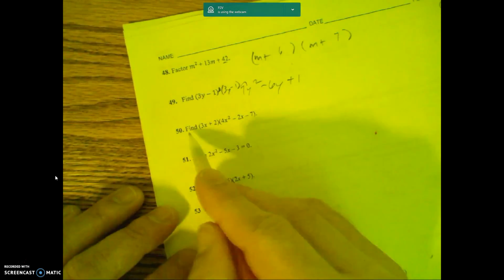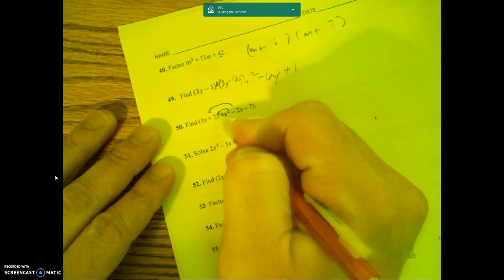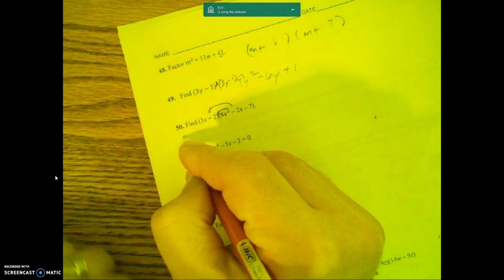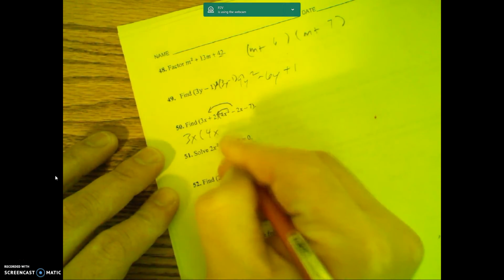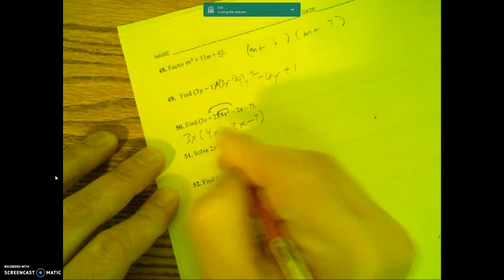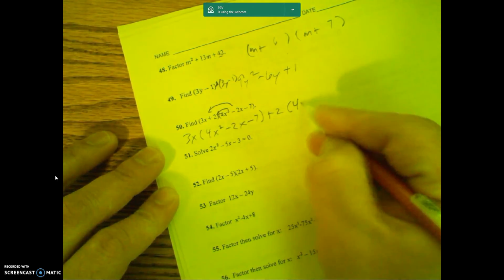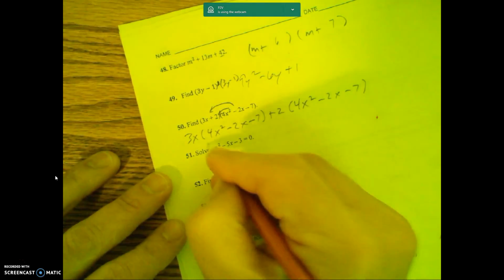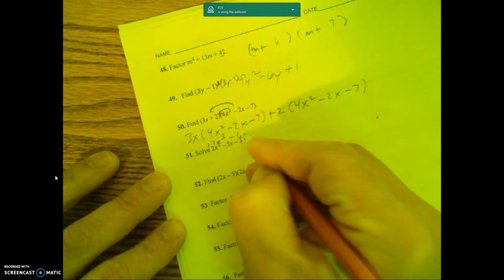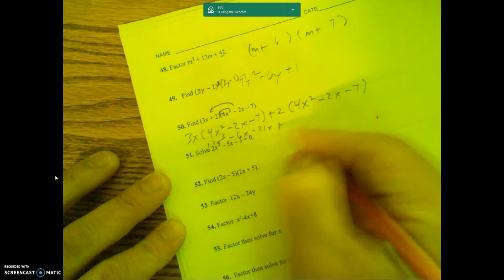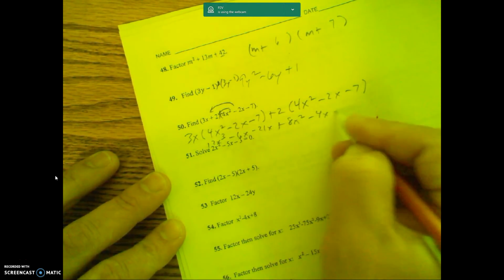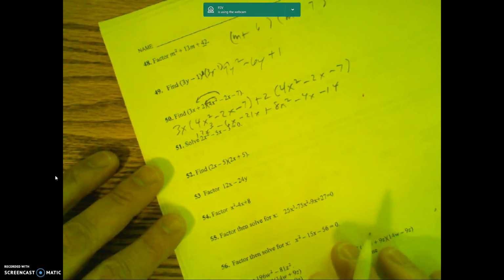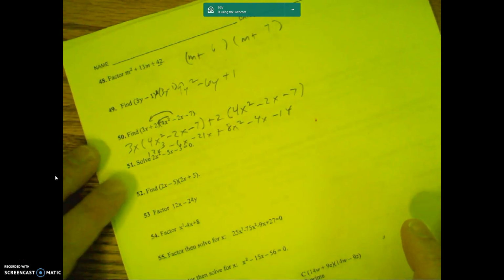All right, number 50. So what we're going to do here is use the distributive property. So I'm actually going to distribute this back to each of those terms. So I'm going to write 3x times 4x squared minus 2x minus 7 plus 2 times 4x squared minus 2x minus 7. I'm going to distribute. Okay, and then I'm going to combine like terms, and I like to go with the biggest exponent first.